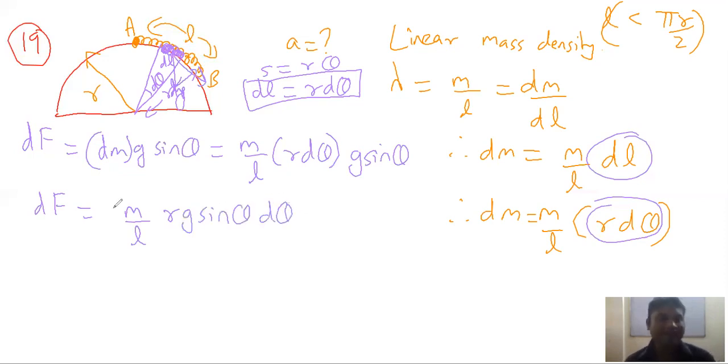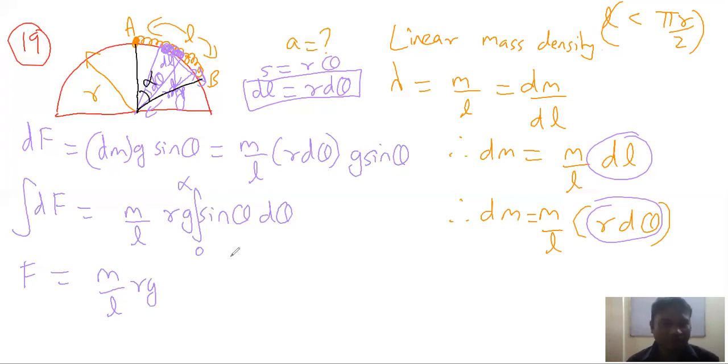So let us now integrate. On integration, we'll have the total force capital F, which will be m by L into rg. The limits of integration are 0 to some angle alpha. So let us say this chain is from 0 to alpha. Let me mark the limits: this is 0 and this whole angle is alpha. So our integration will come out to be m by L into rg, integration from 0 to alpha of sine theta d theta.